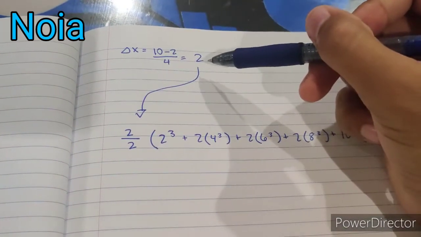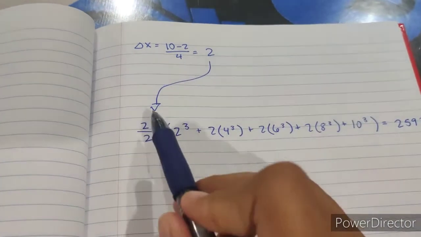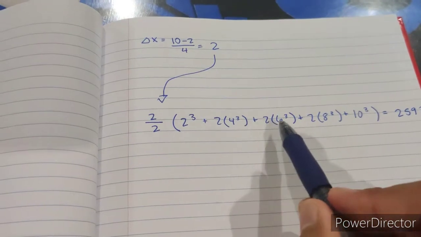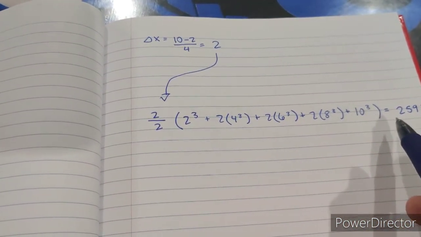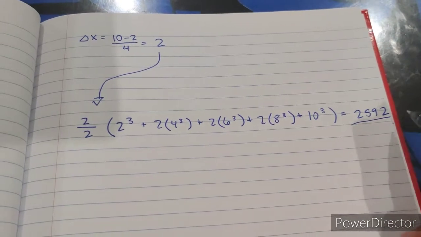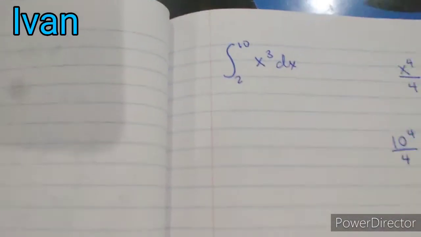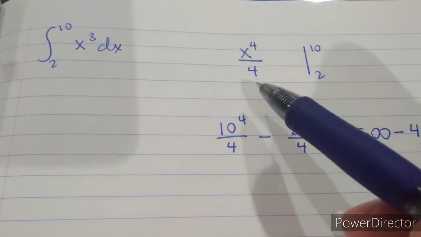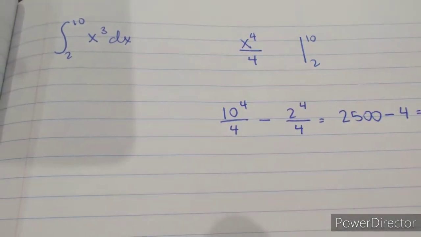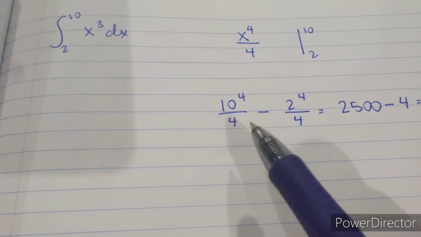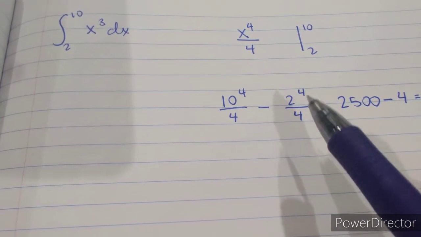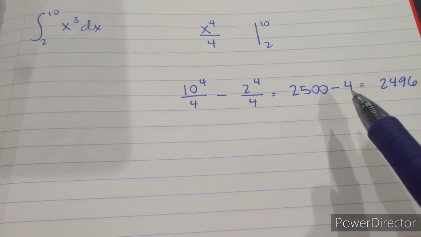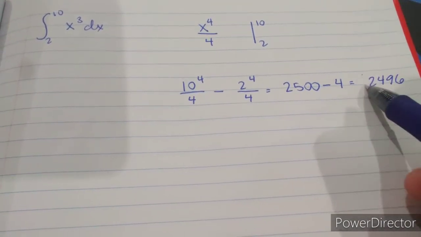So we take the 2 and place it into the formula. This makes 2 divided by 2 times 2 cubed plus 2 times 4 cubed, and so on until 10 cubed. When we calculate, we get 2,592. If we integrate directly using the power rule, we get x to the power of 4 divided by 4 from 2 to 10. This is equal to 10 to the power of 4 divided by 4 minus 2 to the power of 4 divided by 4. This is equal to 2,500 minus 4, or 2,496.